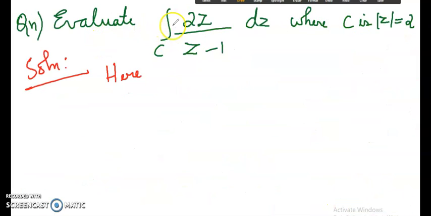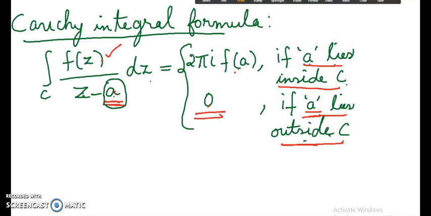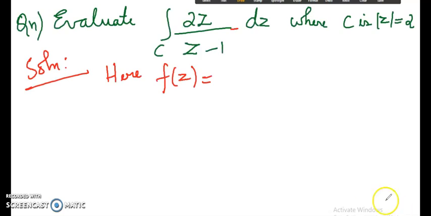Next question, evaluate the integral over C of 2z by z minus 1 dz, where C is modulus of z is equal to 2. Here, f of z is the numerator, as you know. We have to compare it with the general integral formula. f of z is the numerator and we can take z minus a from the denominator. So we write f of z as 2z, and z minus a is z minus 1. So a value is 1.